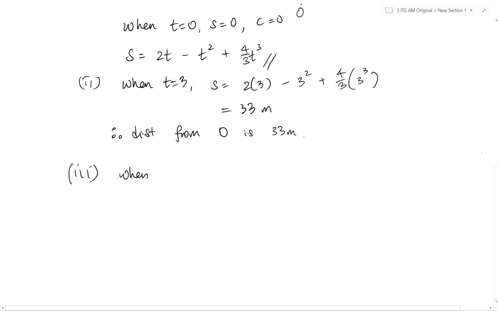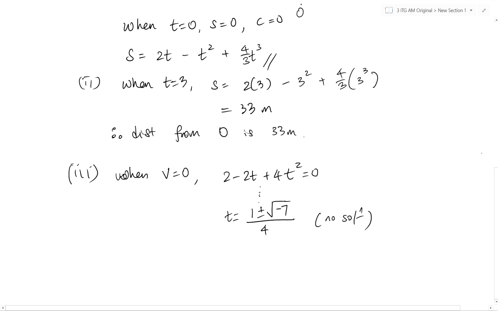So when v equals to 0, we have 2 minus 2t plus 4t squared equals to 0. Continue working it out. To solve for t, we will arrive at t equals to 1 plus minus square root -7 over 4. This tells us that we can't square root a negative number, means there is no solution. That means there doesn't exist a time t when velocity is equal to 0. There is no turning point in this case.